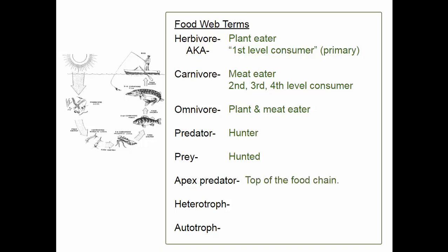So we also have this term, the apex predator. These are the top level predators in an ecosystem that nothing else eats. Talk about the golden eagle, top level apex predator. Nothing eats a golden eagle. Nothing eats a wolf. And nothing eats a lion. These are apex predators.